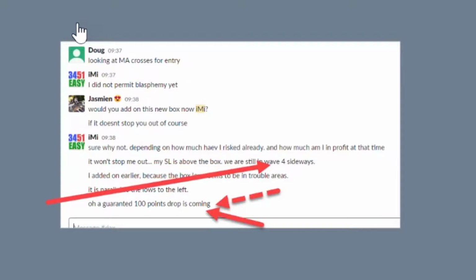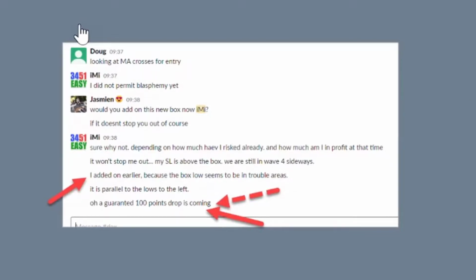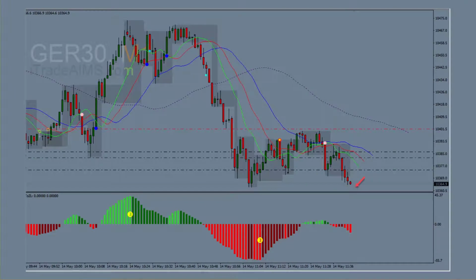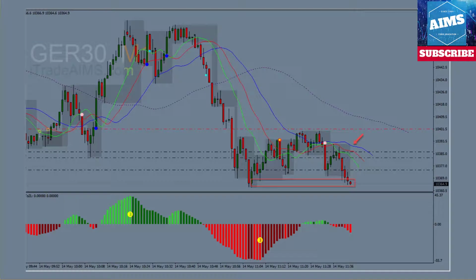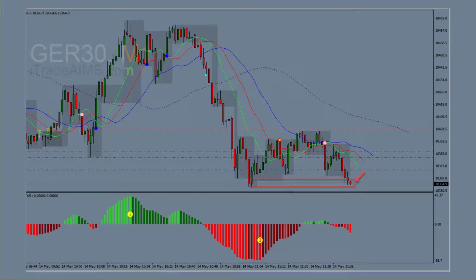My stop loss is above the box. We are still in wave 4 sideways, so I'm not moving it. I added on earlier, so there we go. Then this happens. It didn't really break straight away, right? It's still reacting to those levels. As you can see, my stop loss is still up there. It's not because it should be there. I'm just looking at the market, and I know that if this bounces and goes up there, I would have got out straight away out of all three entries. But just the way the market was moving, it was quite clear it wasn't going to do that. It was going to go down.